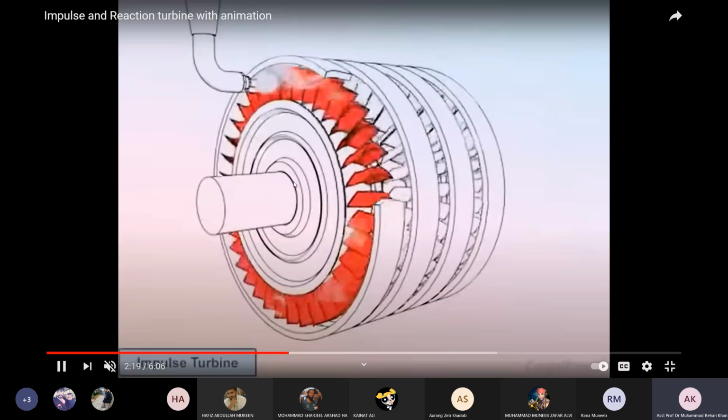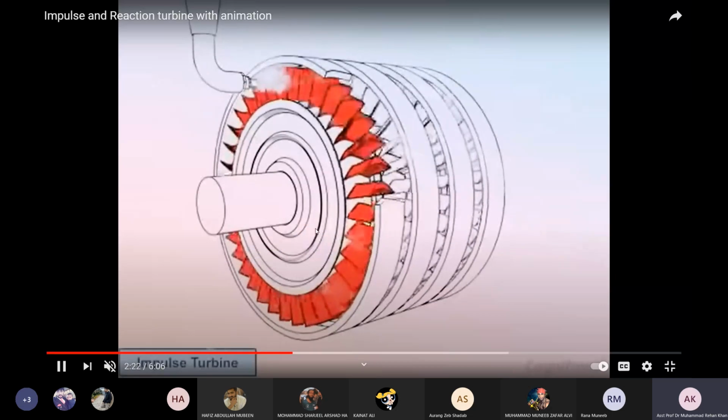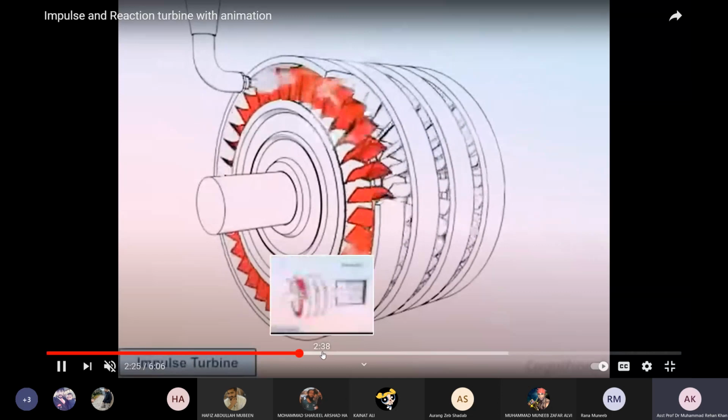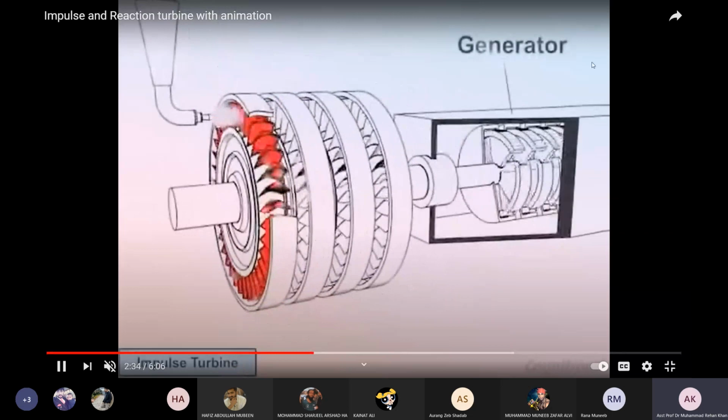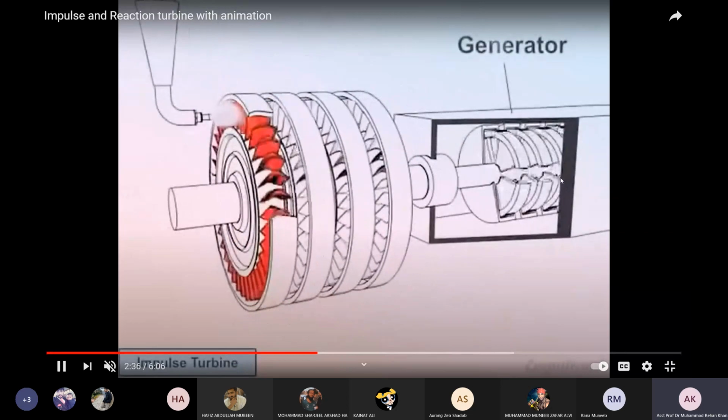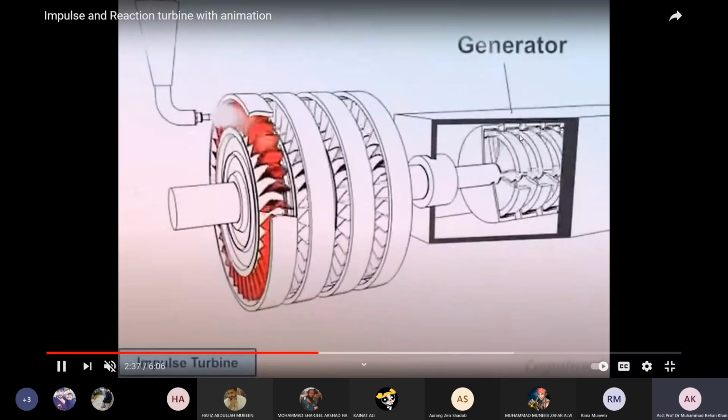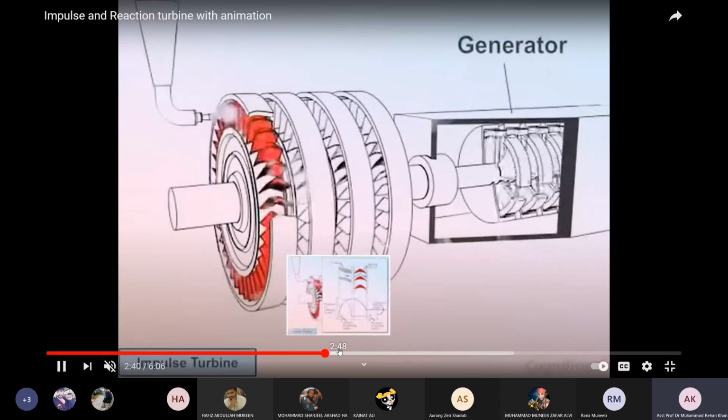Due to this motion, our turbine blades move, resulting in rotary motion. This turbine is connected to the generator section, and as a result of this rotation, we can generate some electricity from the generator.